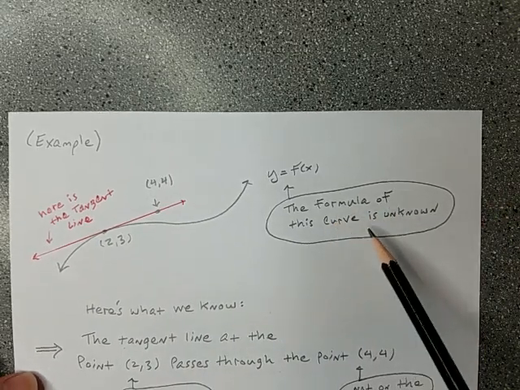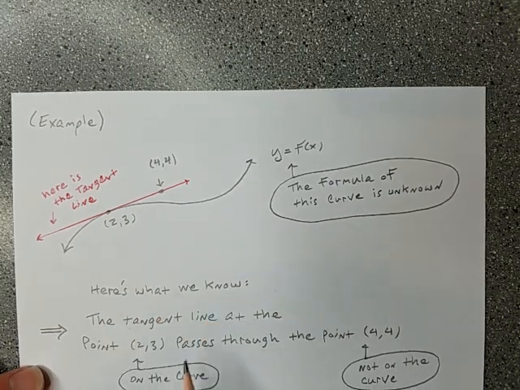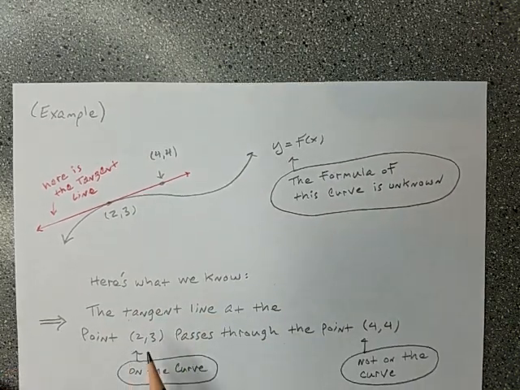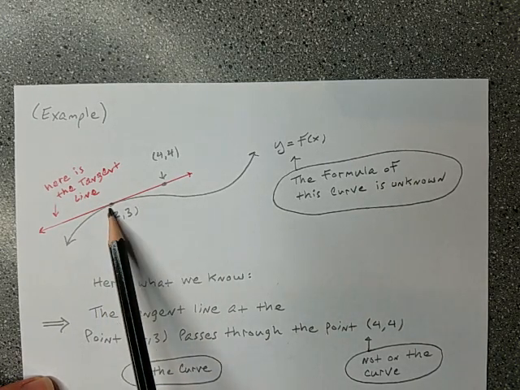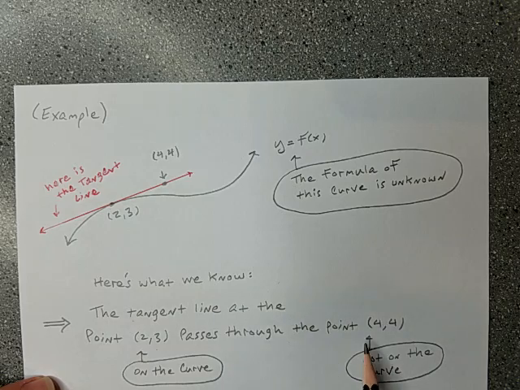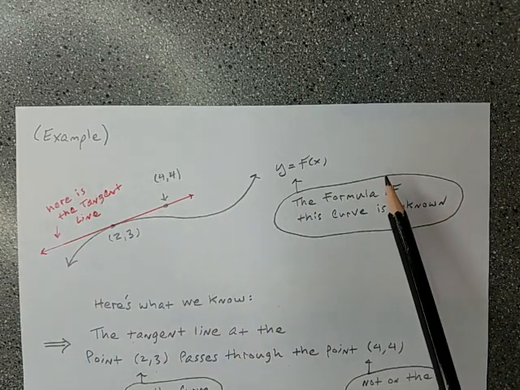The formula for this curve is unknown. We just know that it's a curve somehow, okay? Here's what we do know, though. The tangent line at the point 2 for x, 3 for y on the curve, so say like this point, passes through the point 4 and 4, not on the curve. So we have a situation something like this, all right?